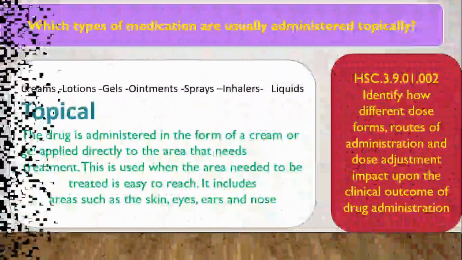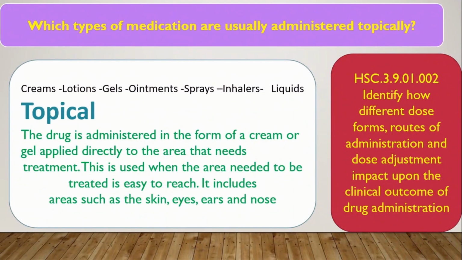The next question is: which type of medication is usually administered topically? Topical, the drug is administered in the form of cream or gel applied directly to the area that needs treatment. This is used when the area is easy to reach, and it includes areas such as the skin, eyes, ears, and nose.